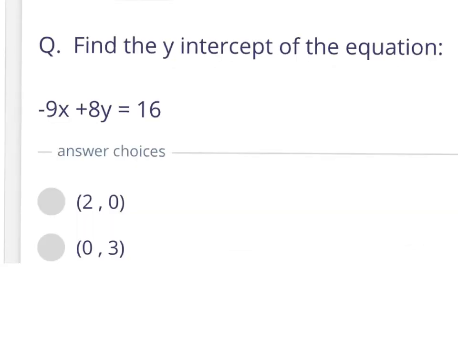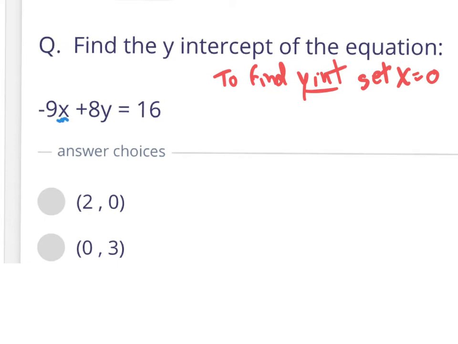I hope we remember to find the y-intercept, you set x equal to 0. And of course, the same thing to find the x-intercept, you set y equal to 0. So right here, they want the y-intercept. Let's set x equal to 0, and x is right here. Let's put a 0 right there. That'll say -9 times 0.